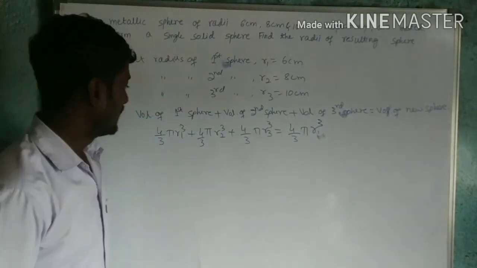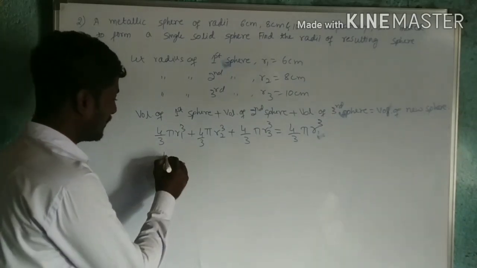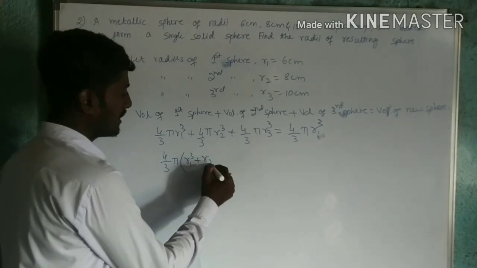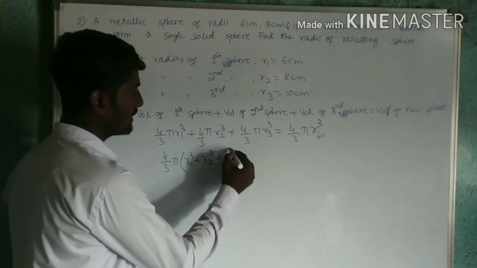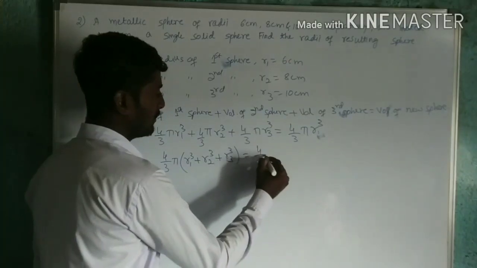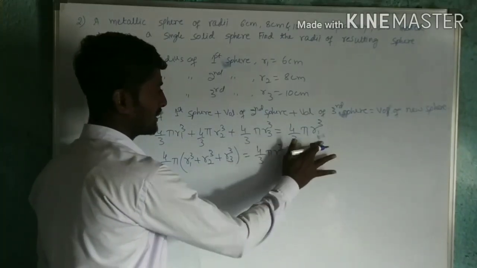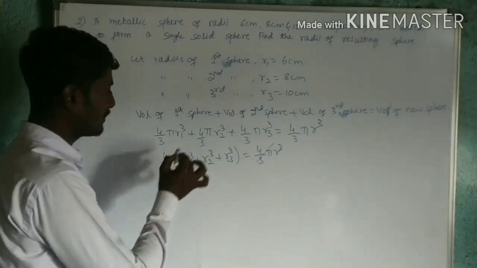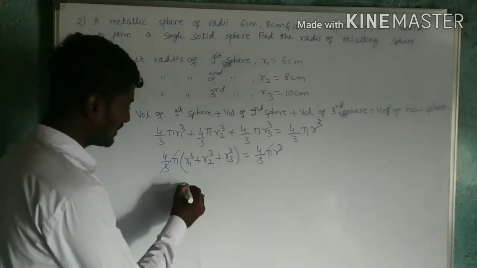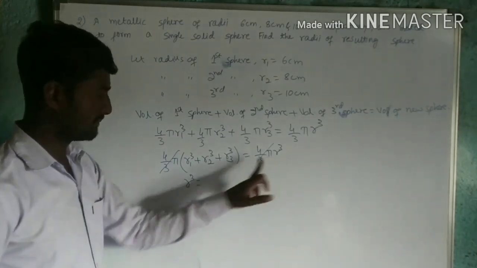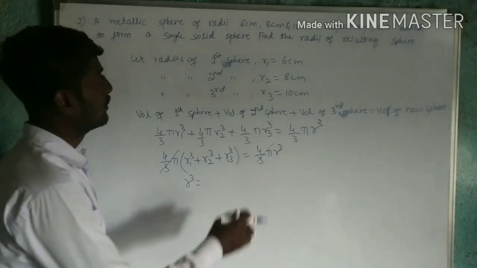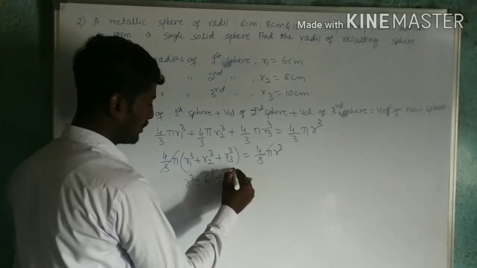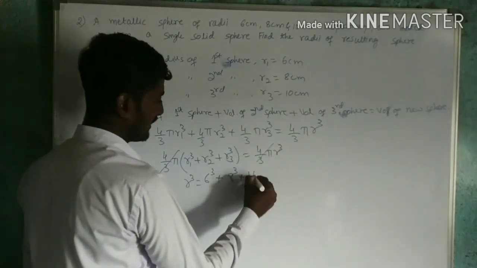Now in these three I can take 4 by 3 pi common outside: 4 by 3 pi times R1 cube plus R2 cube plus R3 cube is equal to 4 by 3 pi R cube. Now 4 by 3 pi can cancel. Remaining is R cube equals the right side. R1 cube is 6 cube, R2 cube is 8 cube, plus 10 cube.